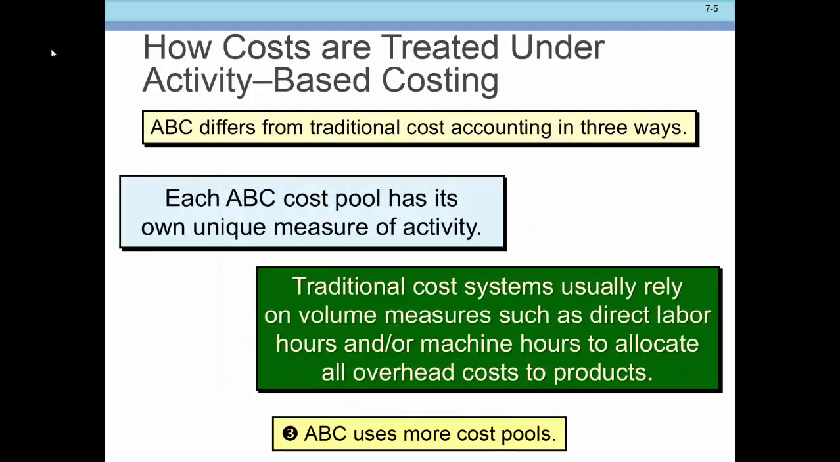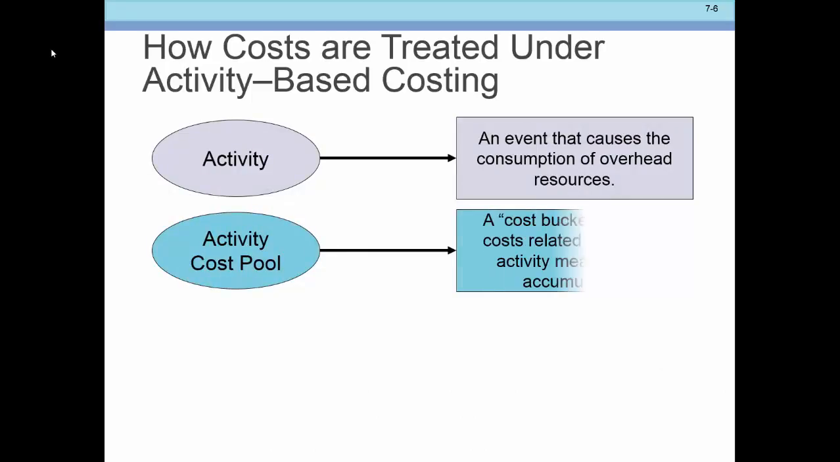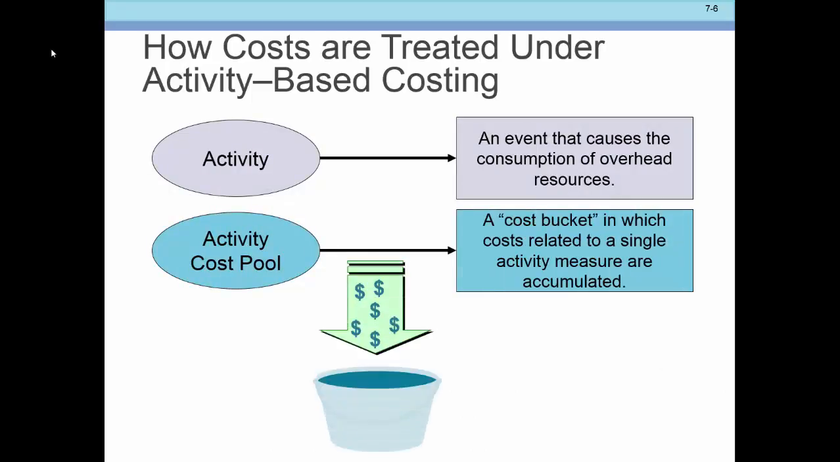Just taking a look, each ABC cost pool has its unique measure of activity. With a traditional system, we usually use one level of activity. Again, we've been using direct labor hours quite a bit. Sometimes we use machine hours, etc., right? So instead of having one rate, we're going to have multiple rates. We're going to have our activity pools, and we're going to come up with a rate per activity, and then we're going to assign those costs to our products based on the number of those activities that they use up at any point in time.